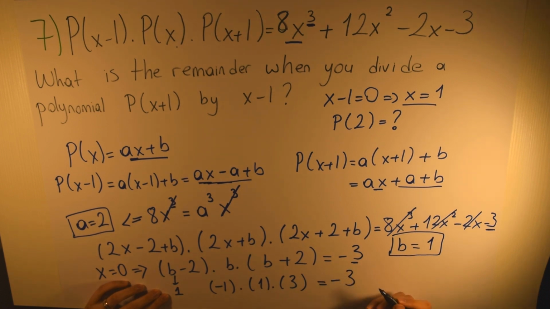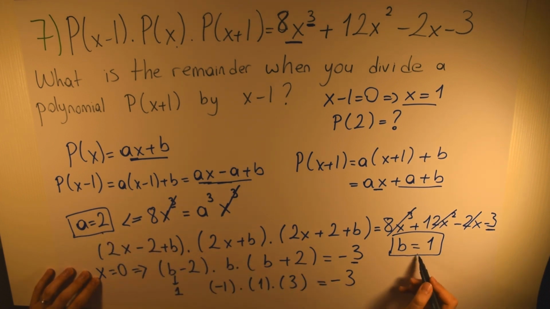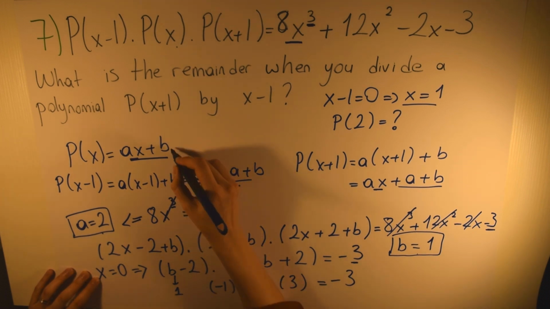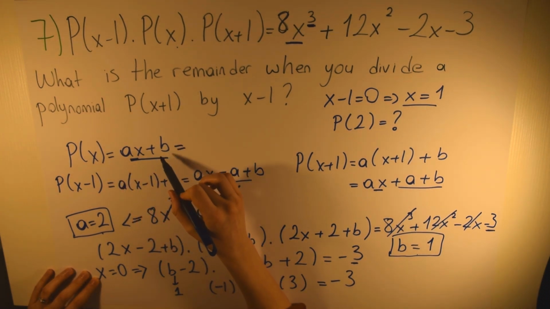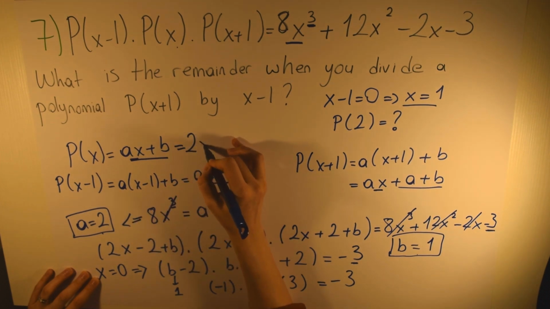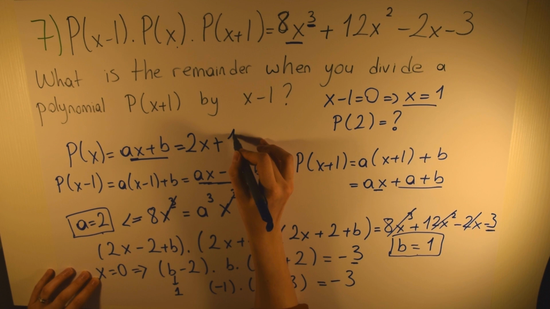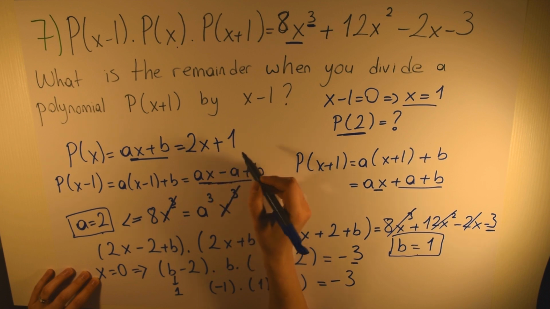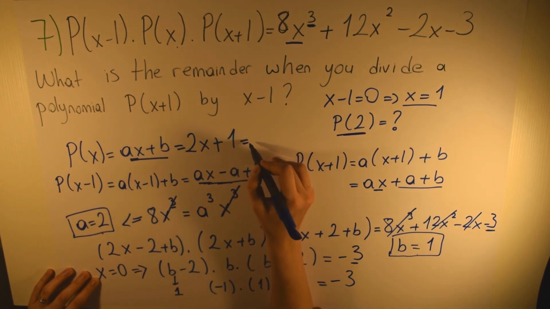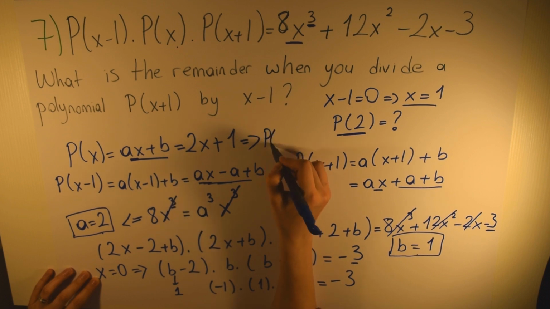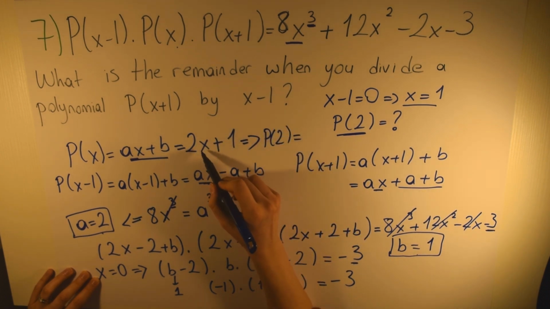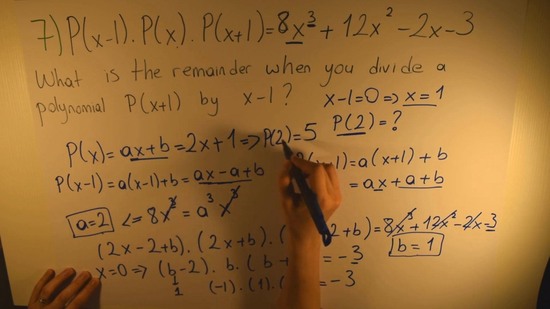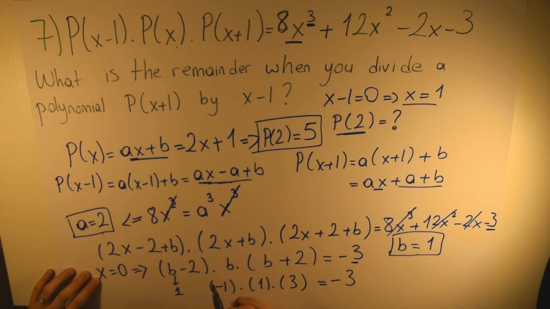Why did I do this? Because it's much easier. I mean, when you multiply these all together, it will take much more time. So, okay, I found a, I found b, so now everything is much easier. So here we have P(x), ax plus b. I put 2 instead of a, 2x plus, I put 1 instead of b. So we are trying to find P(2). So instead of x, I put 2. So from here, I will get P(2) is equal to 2 times 2, it's 4 plus 1, it is equal to 5. So 5 is our answer.